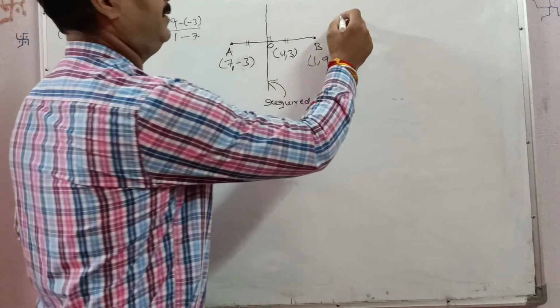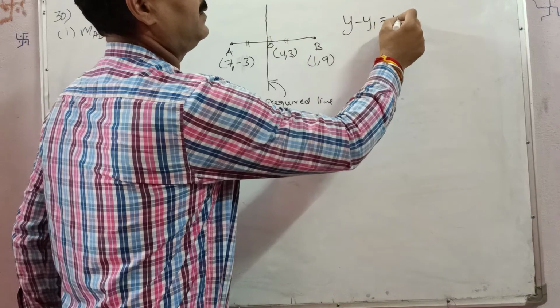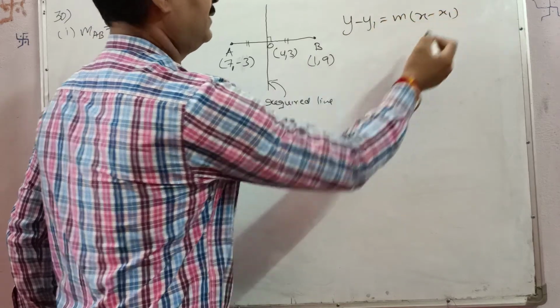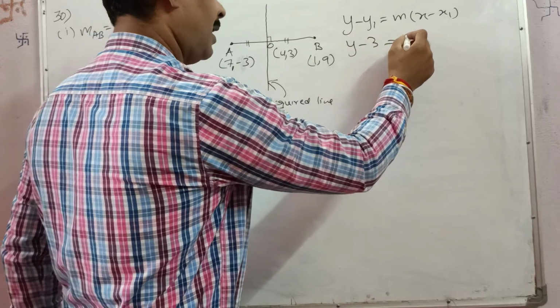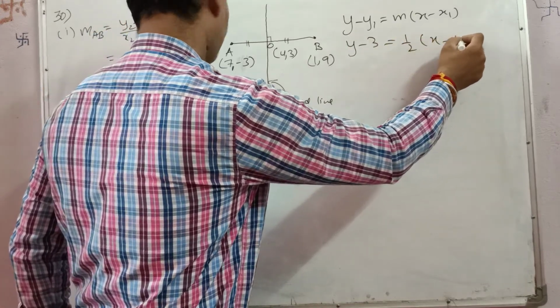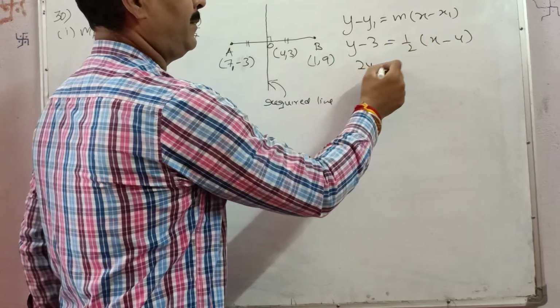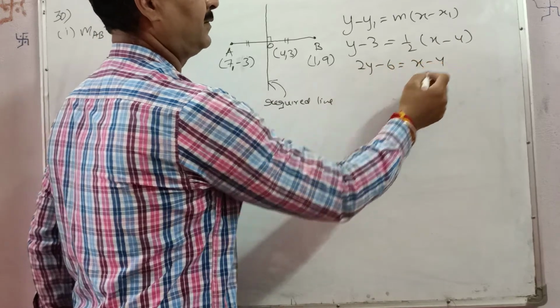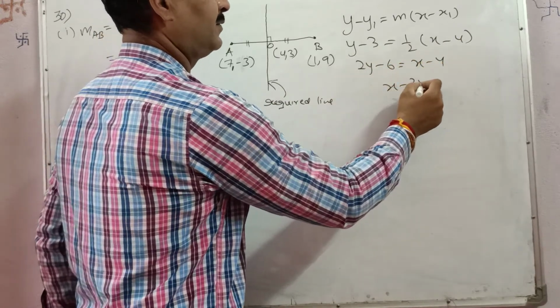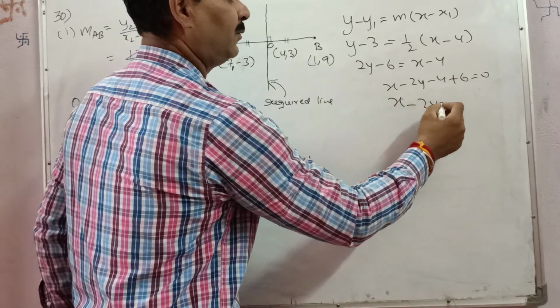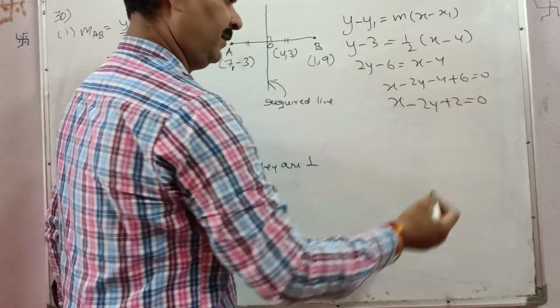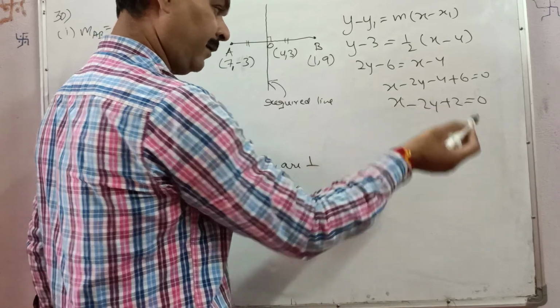Applying y minus y1 is equal to m times x minus x1: y minus 3 is equal to half times x minus 4. 2y minus 6 is equal to x minus 4, or x minus 2y minus 4 plus 6 is equal to 0, or x minus 2y plus 2 is equal to 0. This is the required equation of the line.